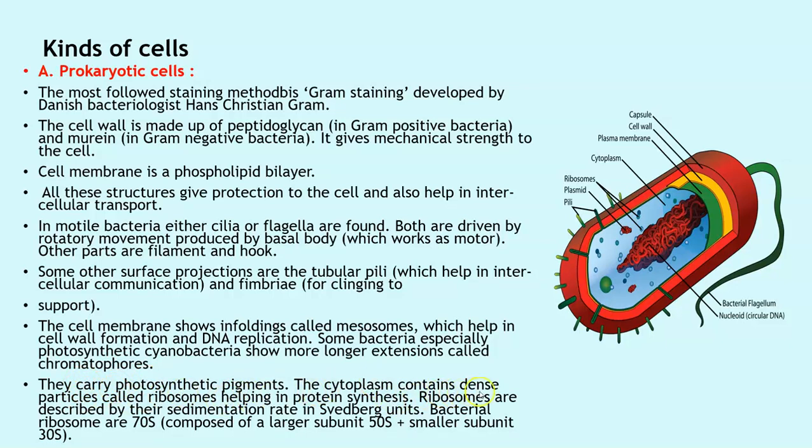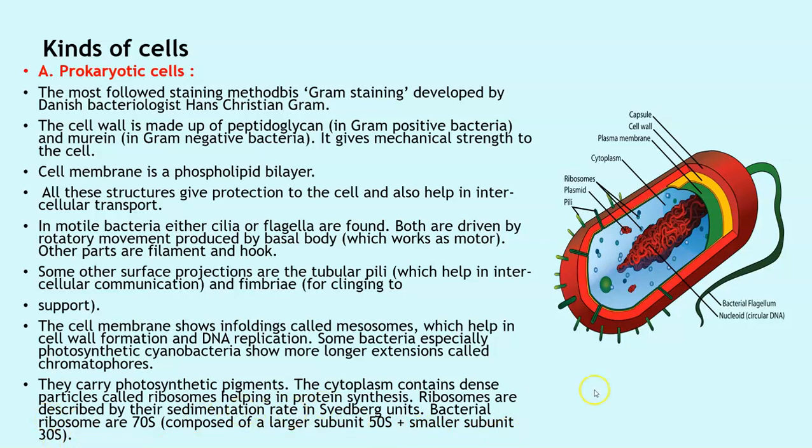The cytoplasm contains dense particles called ribosomes, which help in protein synthesis. So in the cytoplasm, one important organelle is the ribosomes, which helps in the synthesis of proteins. Ribosomes are described by their sedimentation rates in Swedberg units. Bacterial ribosomes are 70S, composing of large subunit 50S plus a small subunit 30S.